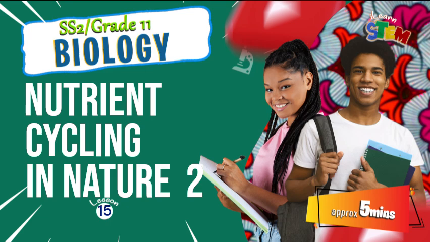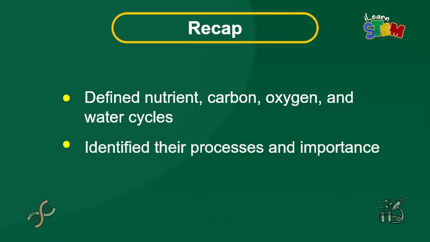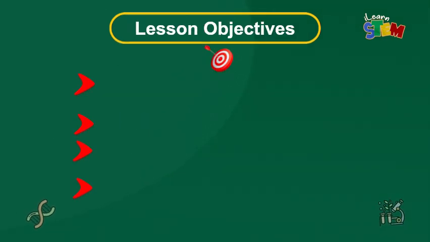Before that, let's review what we discussed in our previous class. In our last class, we defined nutrient, carbon, oxygen, and water cycles. We also identified their processes and importance. Now, let's look at today's lesson objectives.